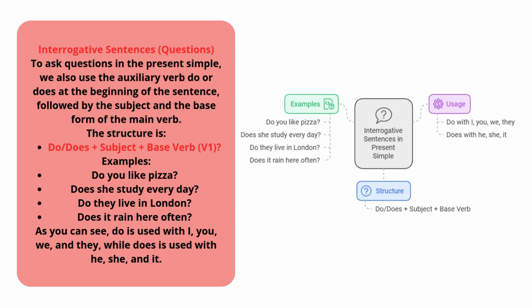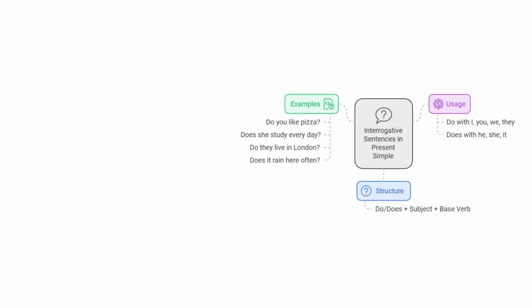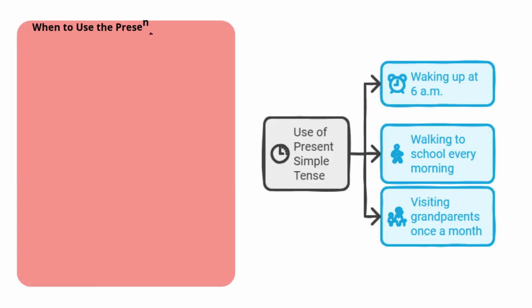Examples. Do you like pizza? Does she study every day? Do they live in London? Does it rain here often? As you can see, do is used with I, you, we, and they, while does is used with he, she, and it. When to use the present simple tense.